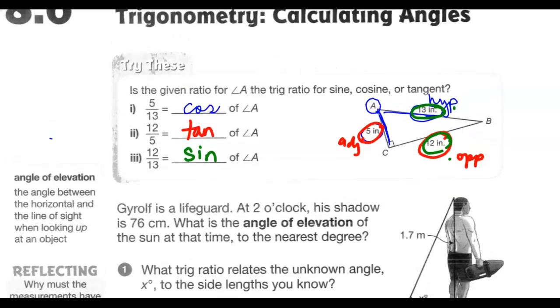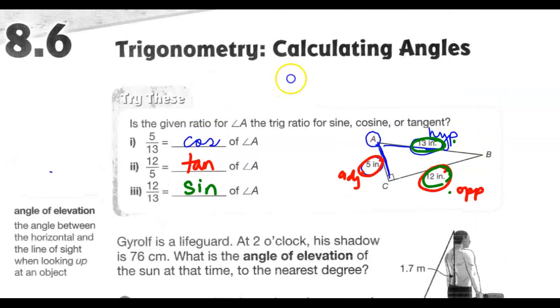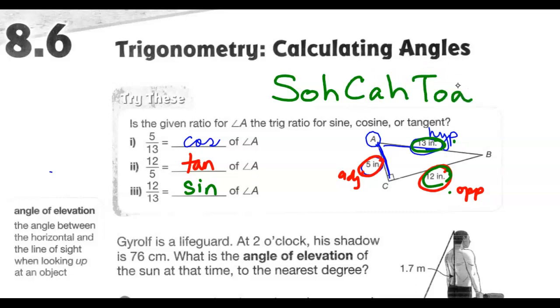So those are the trig ratios. You might have heard of an abbreviation called SOHCAHTOA. The capital letters represent the trig ratios. So this is sine, this is cosine, this is tangent, and then these are the actual sides. So sine is opposite over hypotenuse. Cosine is adjacent over hypotenuse. Tangent is opposite over adjacent.